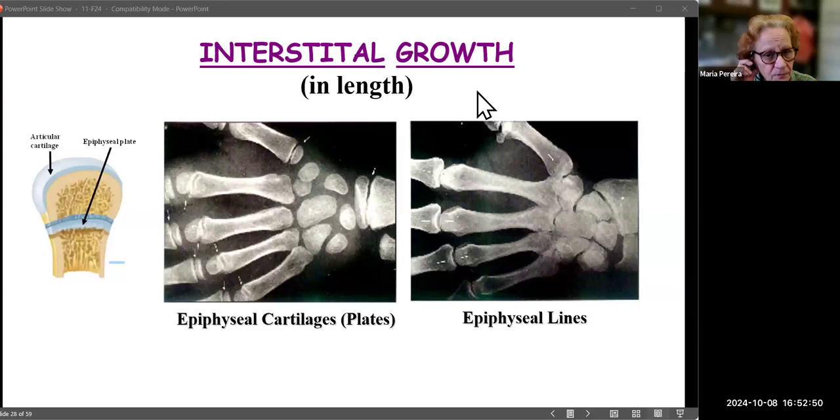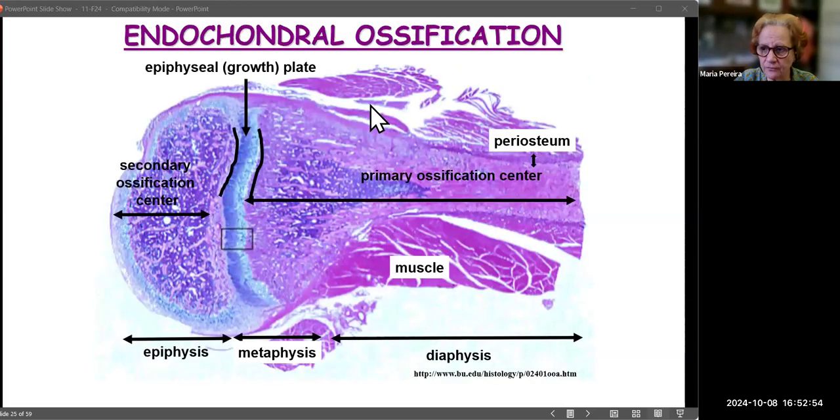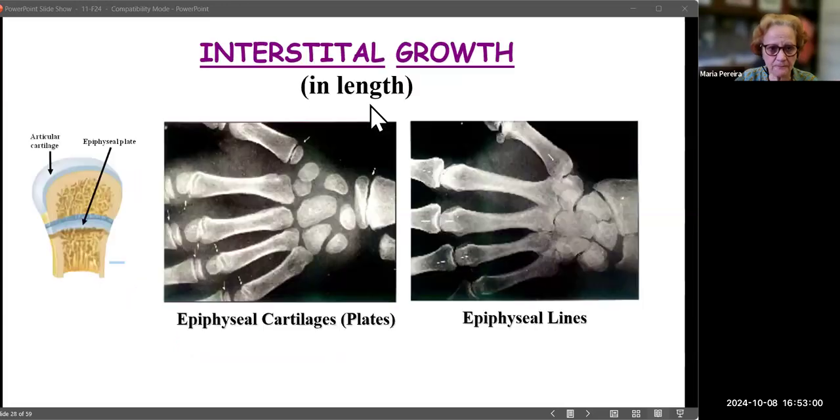So let's look at interstitial growth. This has nothing to do with ossification. Now we're talking about how bones grow. So it's a separate process.